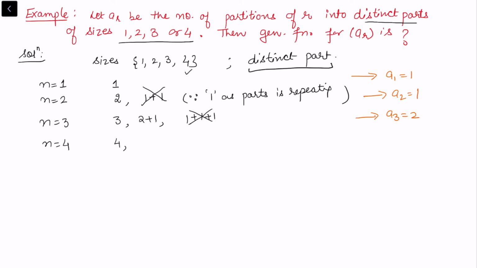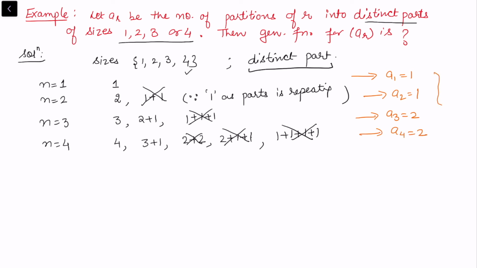If I increase to n equal to 4, 4 is allowed because the part size 4 is allowed. Then we can take 3 plus 1. We cannot take 2 plus 2, this is not allowed. We cannot take 2 plus 1 plus 1 because 1 plus 1 is repeating. And then we also cannot take 1 plus 1 plus 1 plus 1. This is also not allowed. So in this case the coefficient a4 is equal to 2.